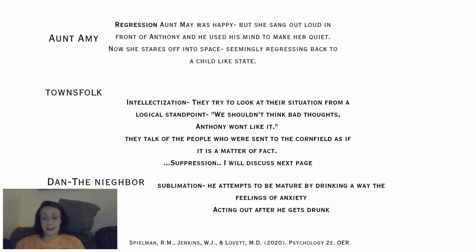So on to Aunt Amy. I would say she's displaying a form of regression. Because Aunt Amy was normal and happy before, but after accidentally singing out loud in front of Anthony, she now just stares off into space. She's seemingly regressing back to a childlike state after he used his telekinesis to harm her.